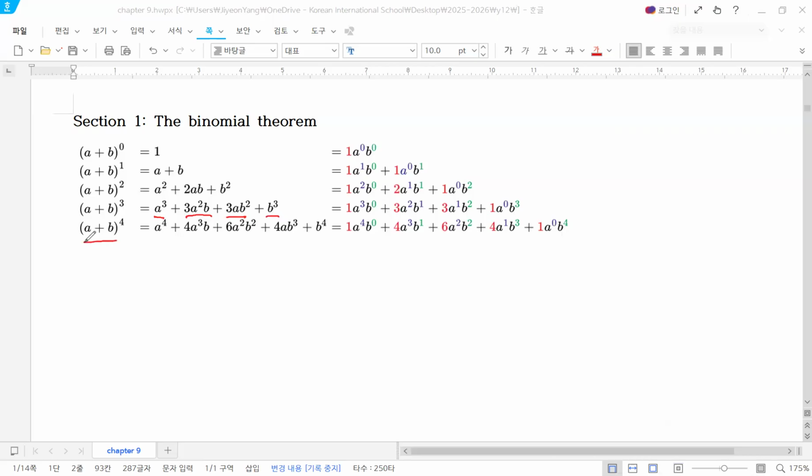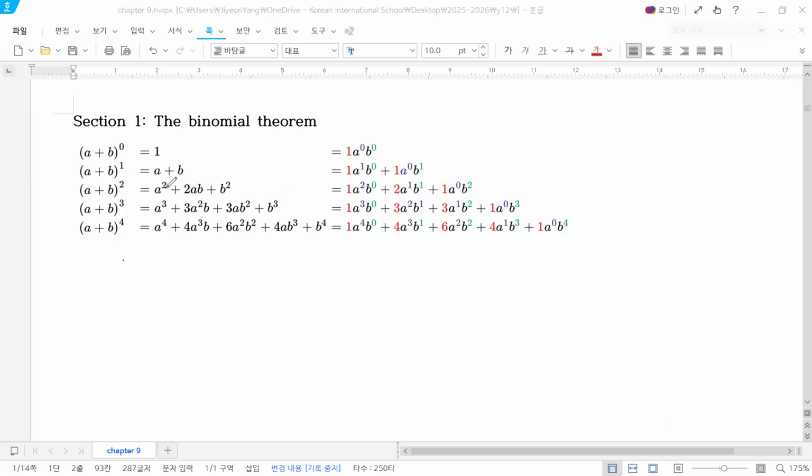And then a plus b to the power of 4 is a to the power of 4, and then 4a cubed b, and then 6a squared b squared, and then 4ab cubed, and then b to the power of 4. I just wonder if you can read the tendency of the index here. Can you read the tendency, students?